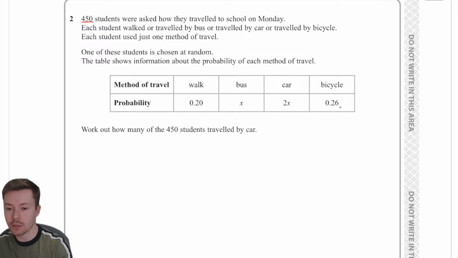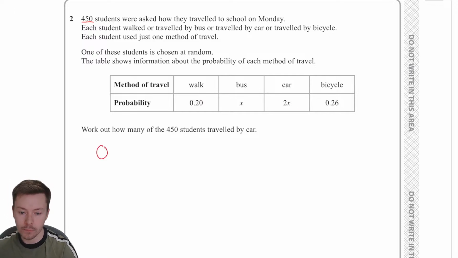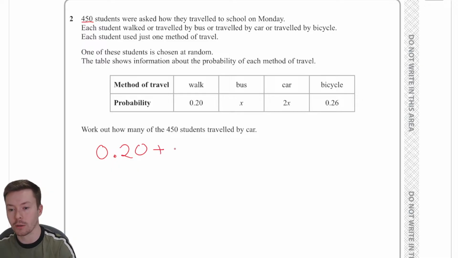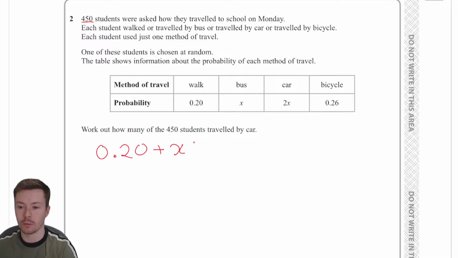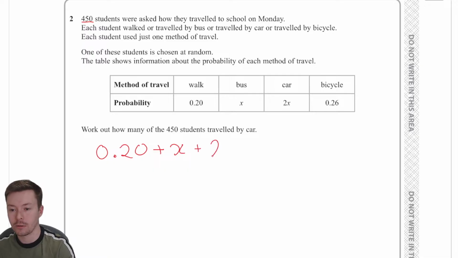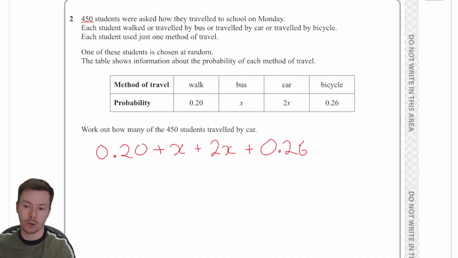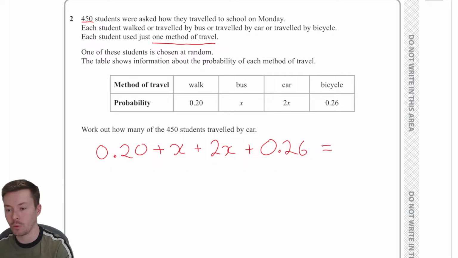So we're going to add all of these things up and set them equal to 1 because they're what's called mutually exclusive. They can't happen at the same time. So, for instance, they couldn't get the bus and get the car. I mean, you might think in reality, someone could get the car to the bus stop and then get the bus. But for the purpose of this question, it says they only used one method of travel. So it just makes things easier.